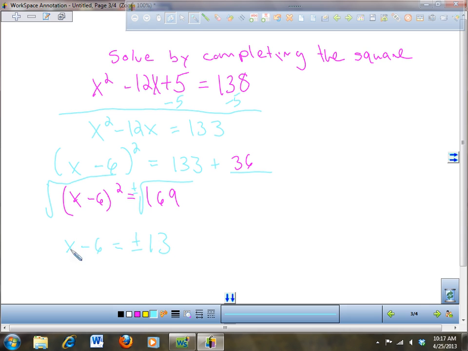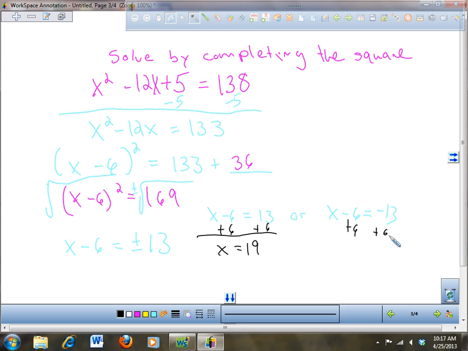So now, what you get is either x − 6 equals positive 13 or x − 6 equals negative 13. And then I solve these two equations independently. Add 6 to that side, add 6 to that side. I get x equals 19. And over here I add 6 to that side, add 6 to that side. And I get x equals negative 7. So these two are your two answers to this quadratic equation.